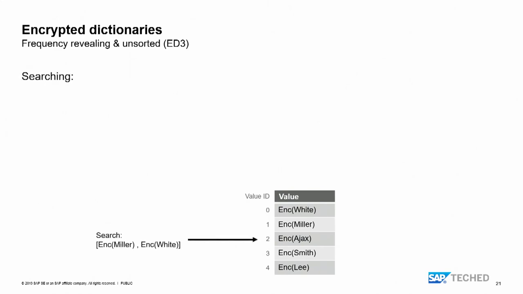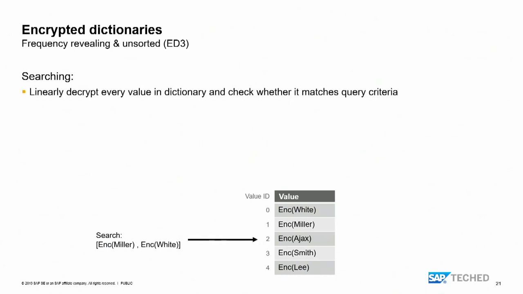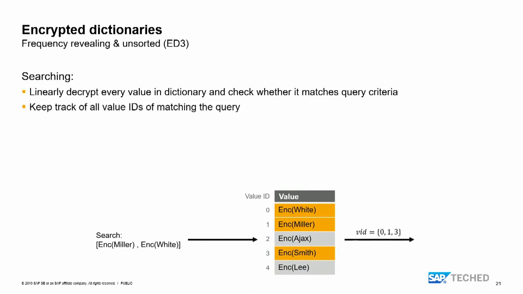We want to perform the same search. We cannot do binary search now, because the dictionary is not sorted anymore. So we have to do a linear scan. We have to linearly look at every value and check if it falls into the range. And those are the results, and we keep track of them. It's important here that the result now is a set. It's no longer a range.